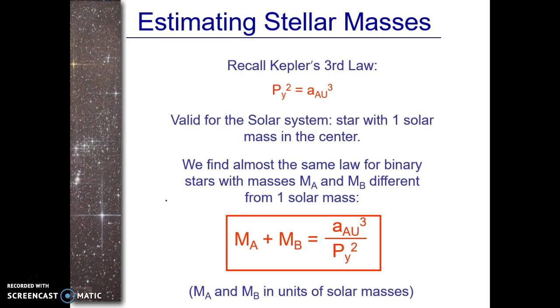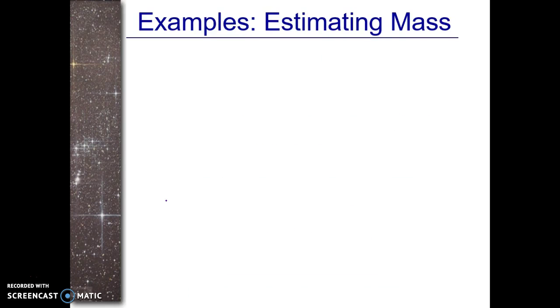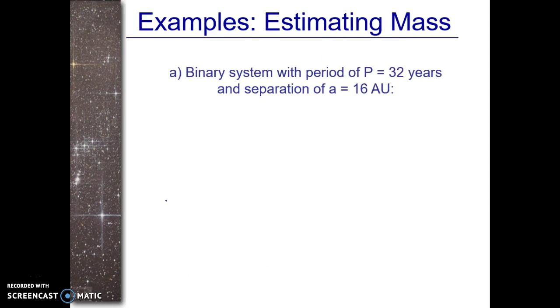But in other systems with binary stars, we have masses MA and MB, and they're different. They won't add up to 1. It could be more, it could be less, right? So this is how you would estimate a stellar mass. Just to give you an example, let's say we have a binary star system that has an orbital period of 32 years, and the distance between those two stars is 16 astronomical units. What's the solar mass of this system?